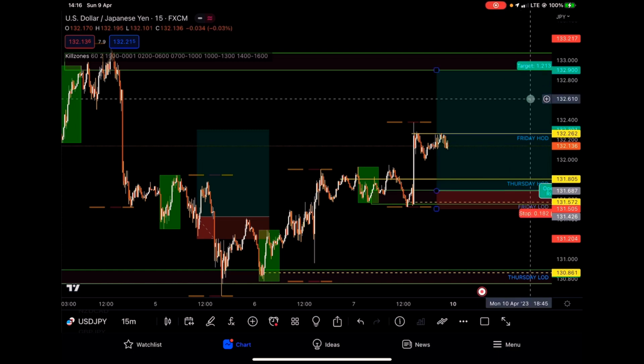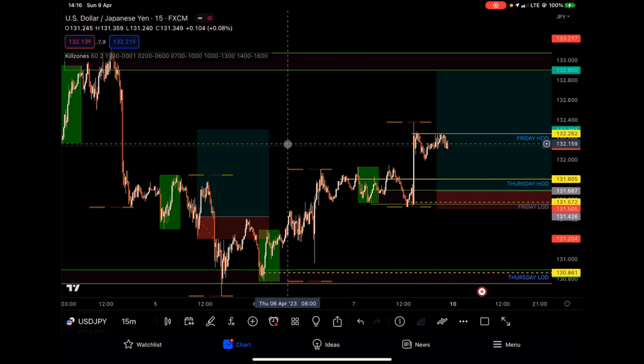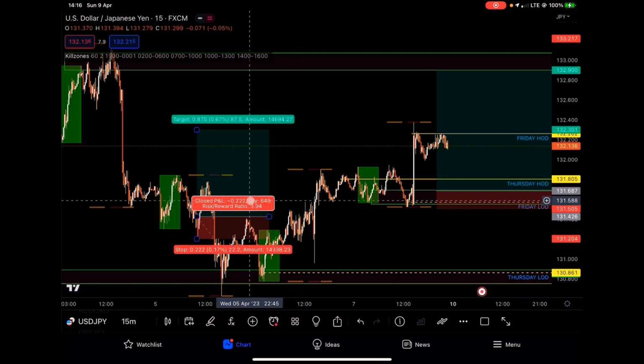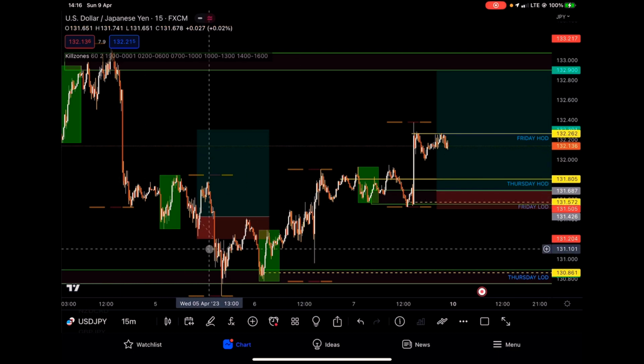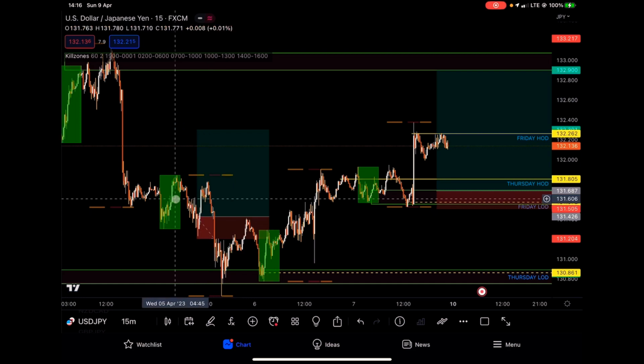So our first pair of interest today is the US dollar yen. Very simple structure. We'll keep it in the 15-minute. Basically we always start our analysis from 2 days prior to the current day that we're trading. So if we're looking to trade Tuesday, then it means we have to look at Thursday and Friday of last week.